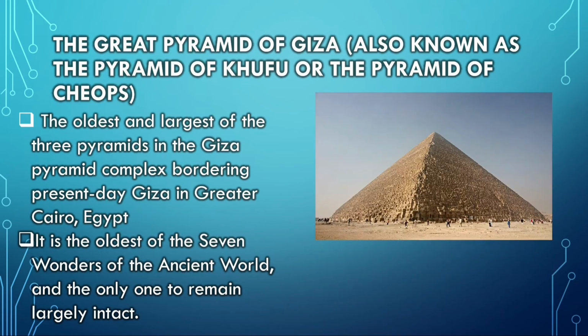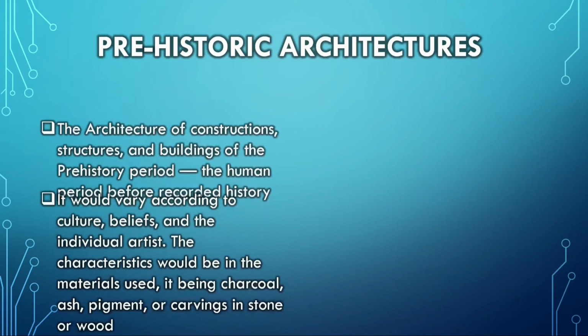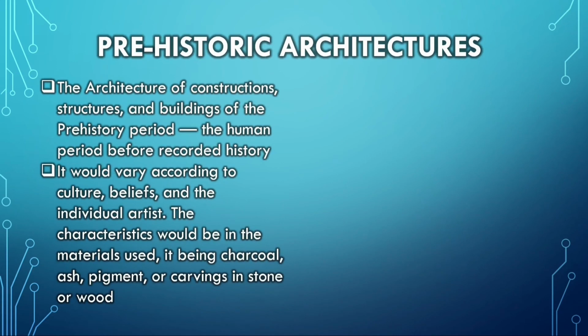Prehistoric architecture: the architecture of structures and buildings of the prehistoric period, the human period before recorded history. It would vary according to culture, beliefs, and individual artists. The characteristics would be in the material used, be it charcoal, ash, pigment, or carvings in stone or wood.